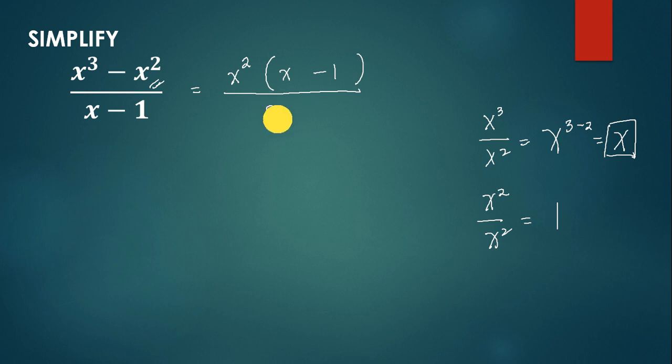The denominator is x minus 1. And then, after copying the denominator, check if may pwedeng makancel. That is x minus 1, x minus 1. So, we have x squared, copy, will be the final answer.